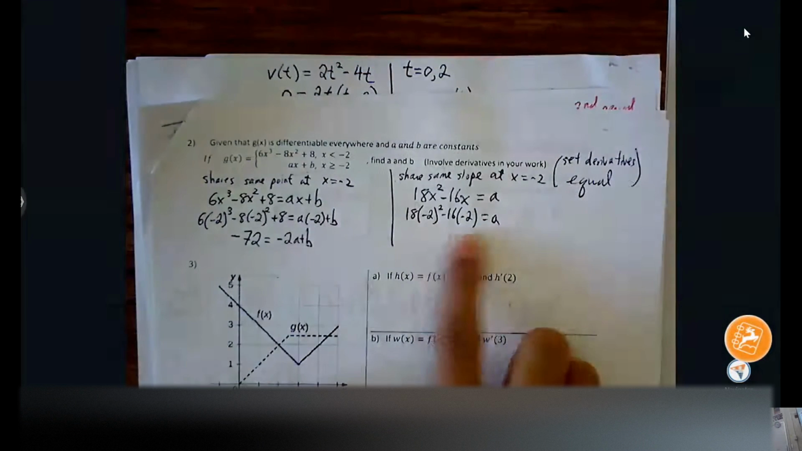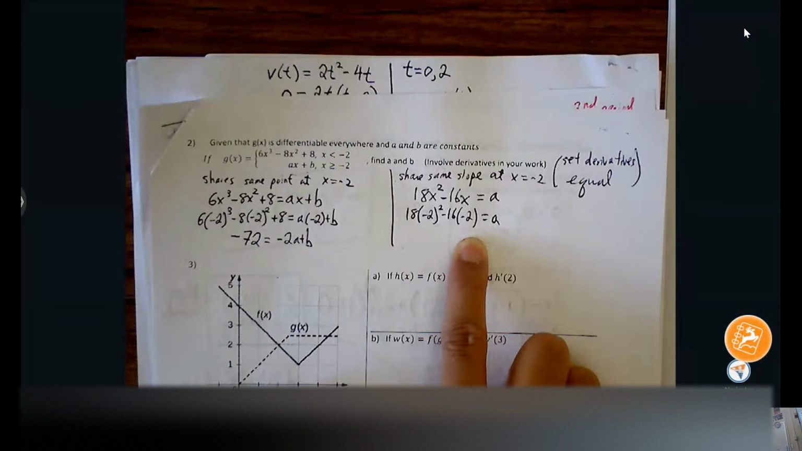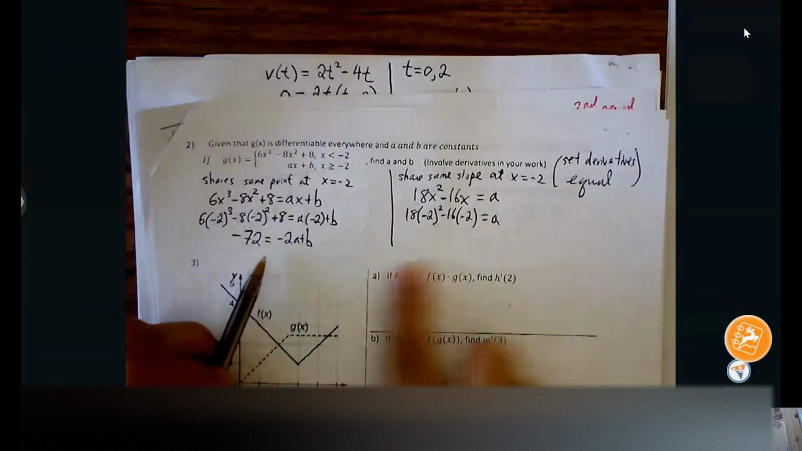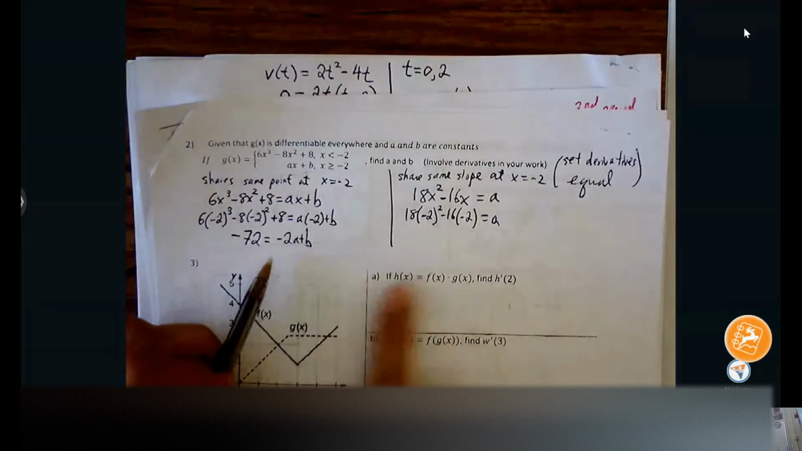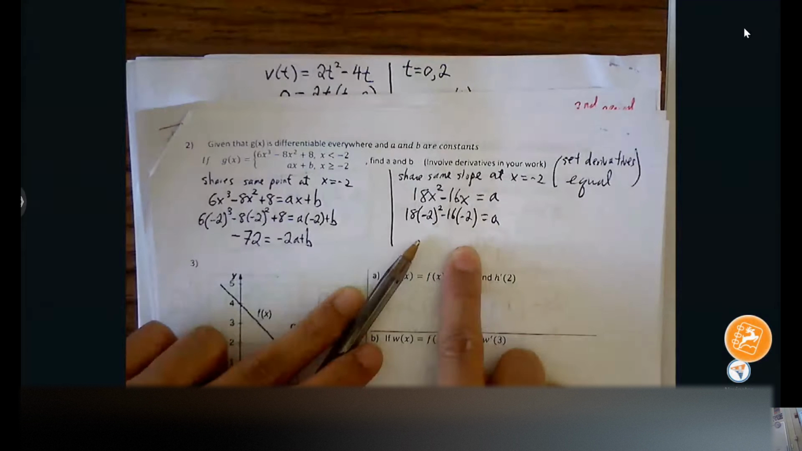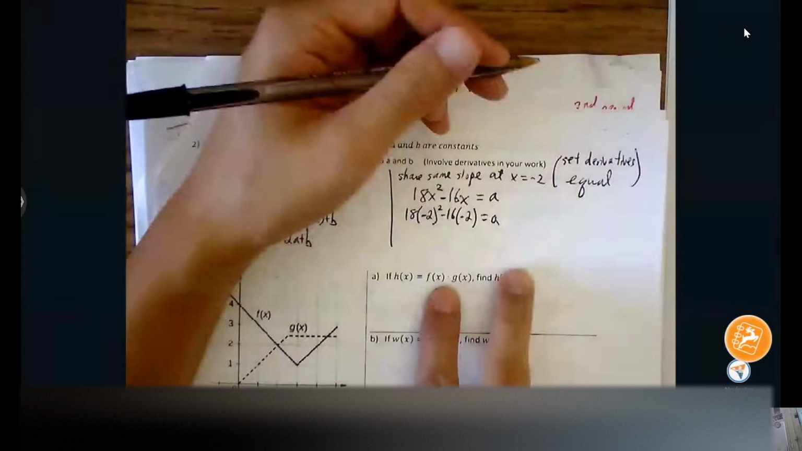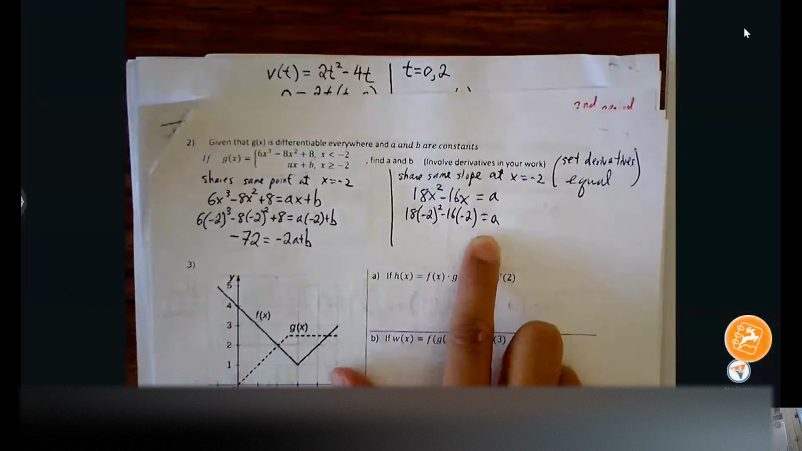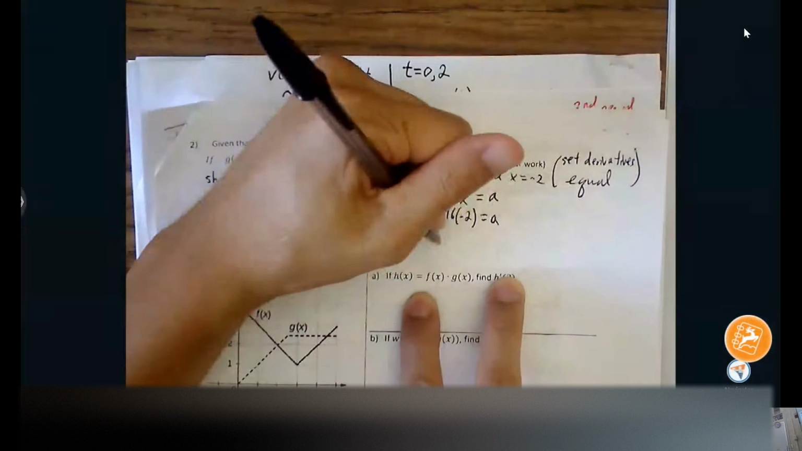So this one works out nicely because it just goes all the way down to a. Now, if there were a's and b's here, then we would have to go through substitution, plug in one for the other and solve. But in this case, it looks like the a is going to work itself out nicely here. So 18 times 4 plus 32, I got a equals 104.